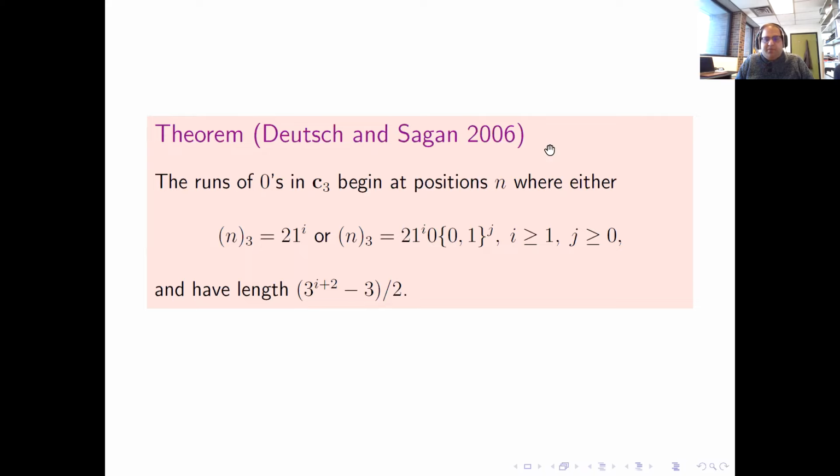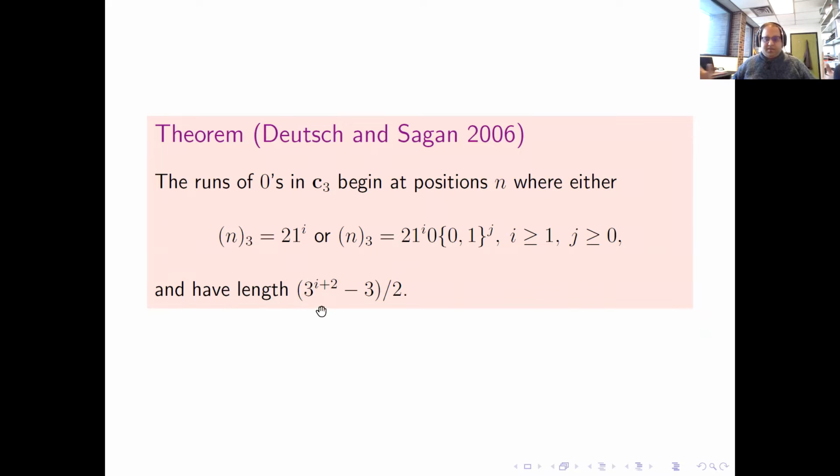But we can derive results like the following. So Deutsch and Sagan wrote this paper in 2006, where, among other things, they characterized the places where the Catalan numbers were 0 mod 3, as well as the other residue classes, 1 and 2 mod 3. And they were able to completely describe this, not in the format that I've written here, but in a different but equivalent formulation. But for us, it's a bit more convenient to write it like this.